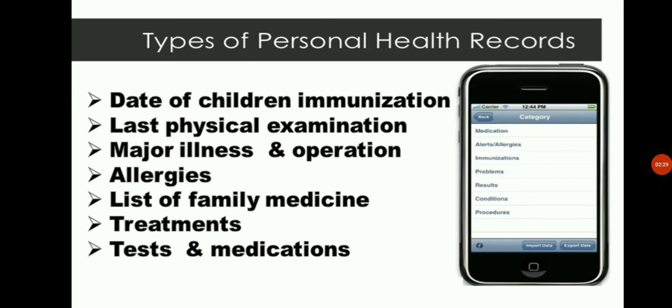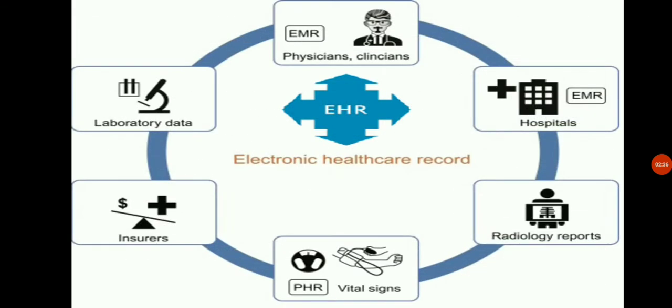Now let's move on to the EHR or electronic health record. An electronic health record is a computer-based document used by your doctor or medical staff that contains your health information. Some EHRs have medical alerts to remind your doctor to perform certain tests or procedures. These are the components of the electronic health record, based on research: from physicians, clinicians, hospitals, radiology reports, vital signs, insurers, and laboratory data.